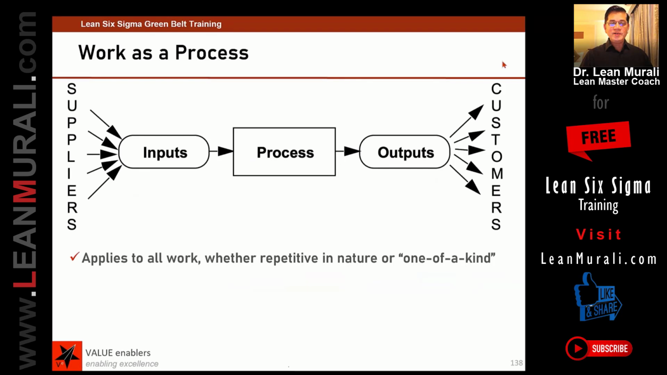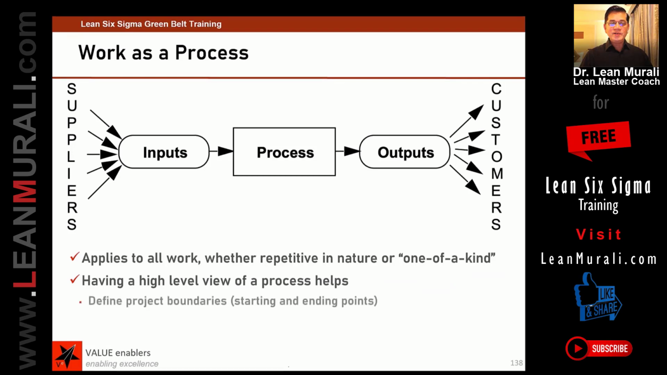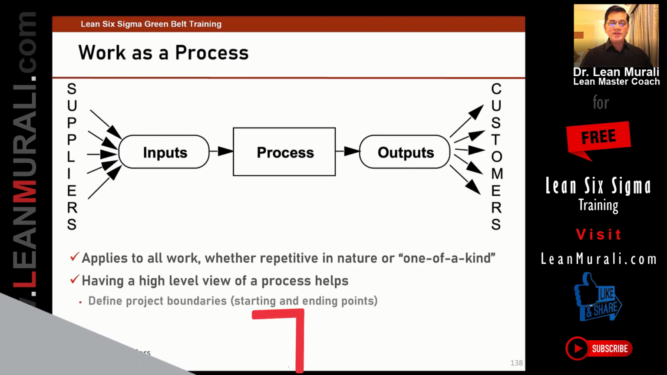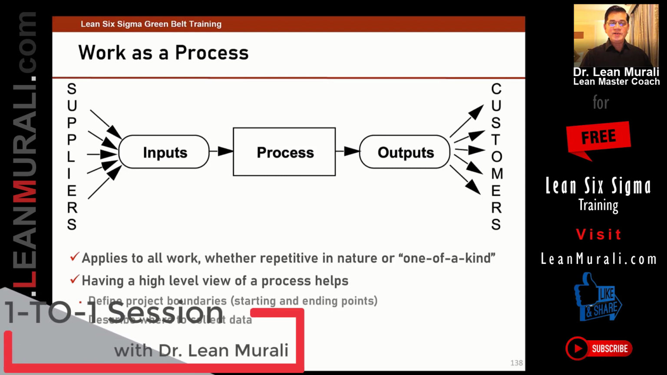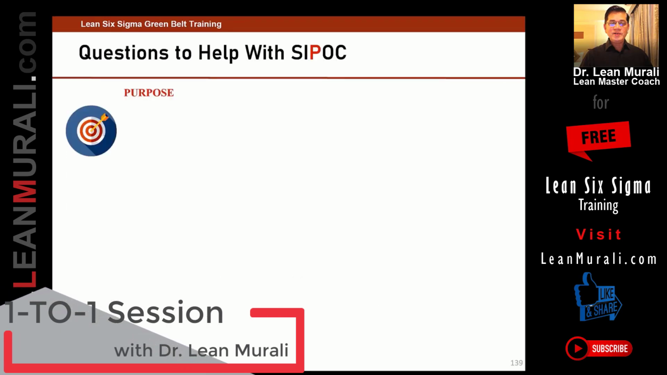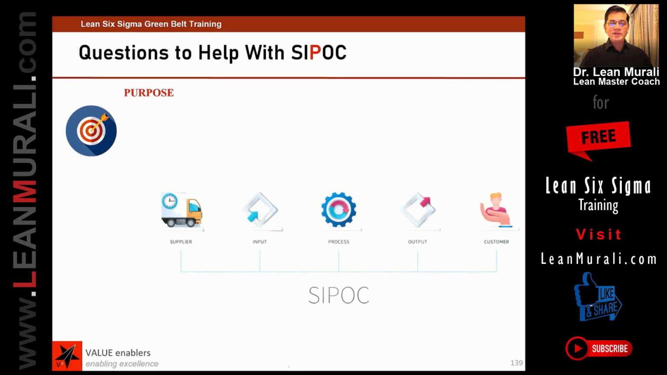So it's important to understand this. A high level view of this process always helps when you are trying to narrow down to a problem and solve the problem in that area. Like you have a helicopter view when there is a flood, right? You have a helicopter view when there is a disaster in the city. Defining the project boundary, starting point, end point is very important, and describing where to collect data, the data collection plan, is also important. Okay, now we will get into a little bit of detail on SIPOC.